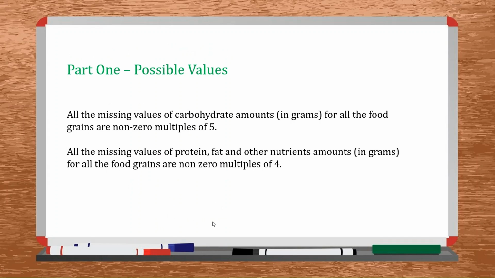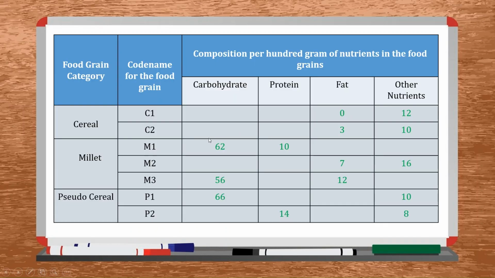Let's do one more example. For example, P1. We can do it orally as well this time. So for P1, we have carbohydrate as 66 and other nutrients as 10. So total here is 76. That means protein plus fat should be 24 grams.